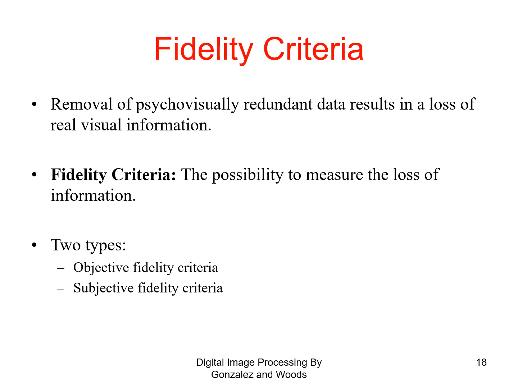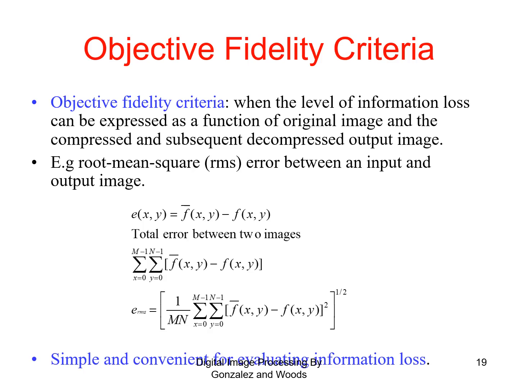Now, how do we measure the loss of psychovisual information? That is known as fidelity criteria. Removal of psychovisually redundant data results in a loss of real visual information, so fidelity criteria is the possibility to measure the loss of information. There are two types: objective fidelity criteria and subjective fidelity criteria. In objective, we use some mathematical formula. In subjective, we take the opinion of the subjects, that is users.